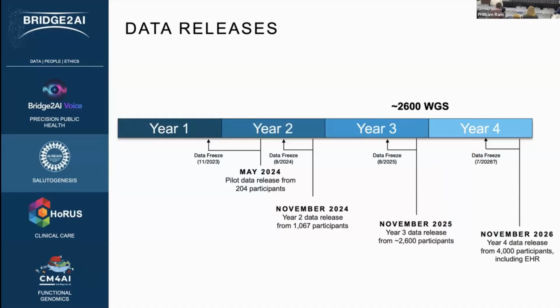In terms of our future releases, by November of this year, we're hoping that we'll have data on about 2,600 participants. We're also hoping to have whole genomes on the same number by around that time. And by November of next year, we'll get up to 4,000 and have EHR data as well.